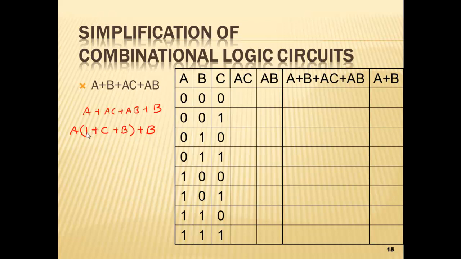Now do the parentheses. Anything ORed with a 1 is a 1. So you're left with A and 1 or B. And think about it this way. Let me draw it up here at the top.